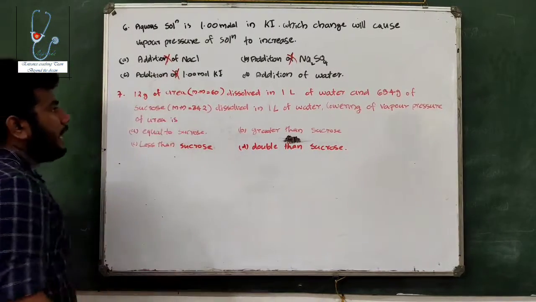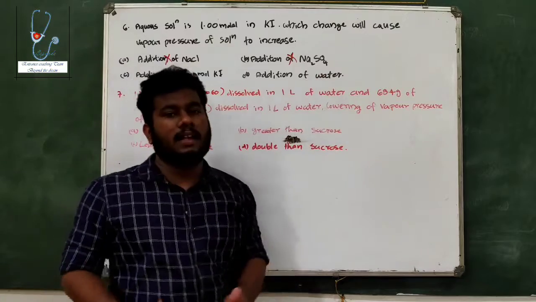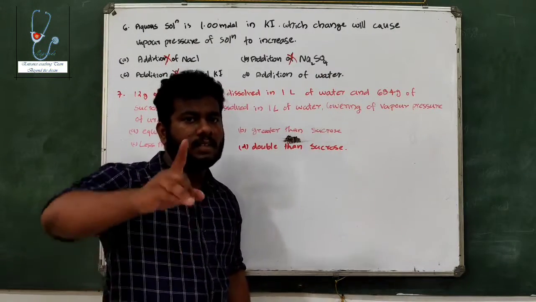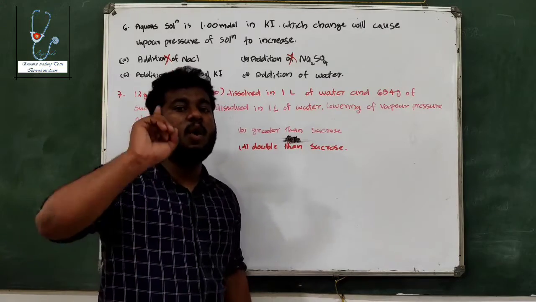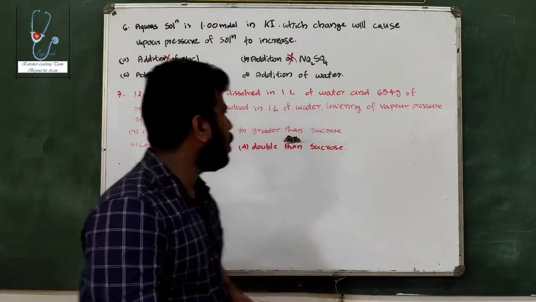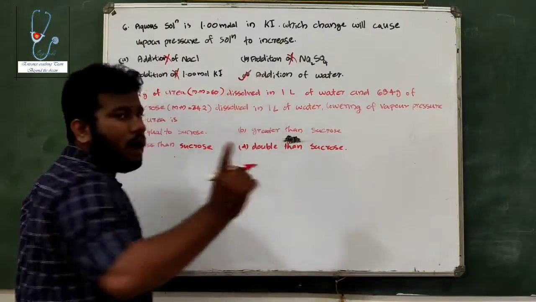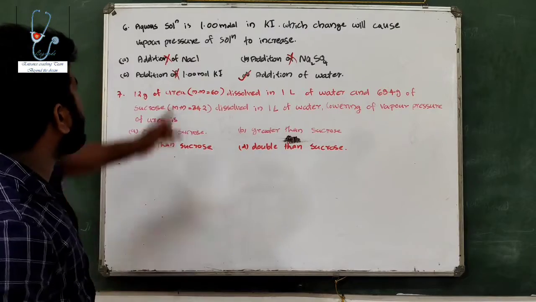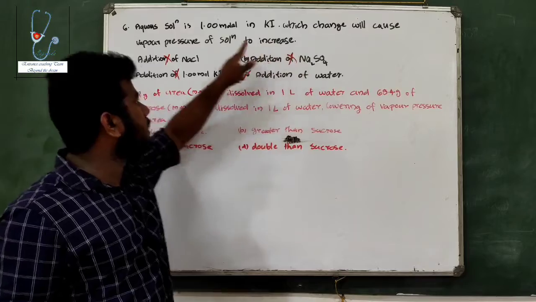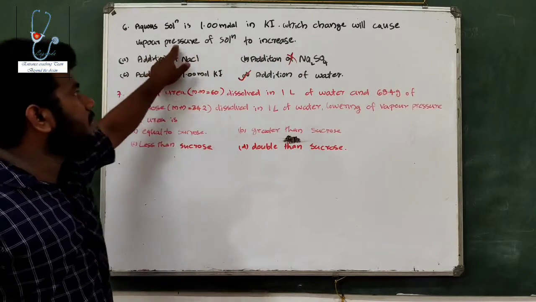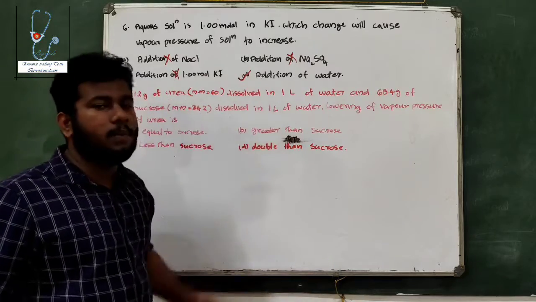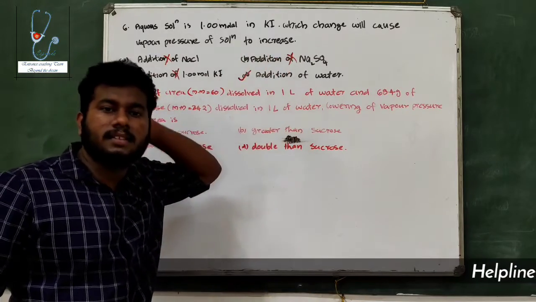So this is not an answer. Then addition of water. Addition of water means addition of solvent, which means the concentration of solvent increases, or the number of solvent molecules increases. So addition of water may cause an increase in vapor pressure. Very simple question. You got that point; we will discuss it in the discussion part.